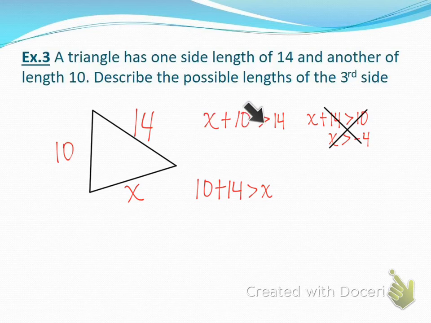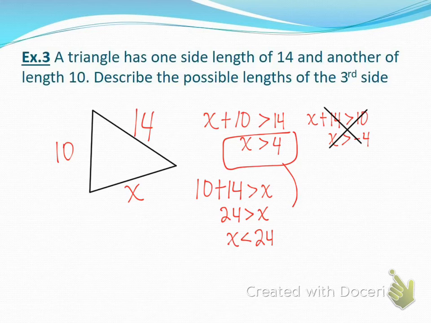We do need to solve both of these though. This one says that x would be greater than 4, and this one, the way it's written, would be 24 is greater than x, but if we flip it around, x is less than 24. So we need both of these to be true. If you remember this from Algebra 1, this would be an AND inequality. So we need this one and this one to be true.